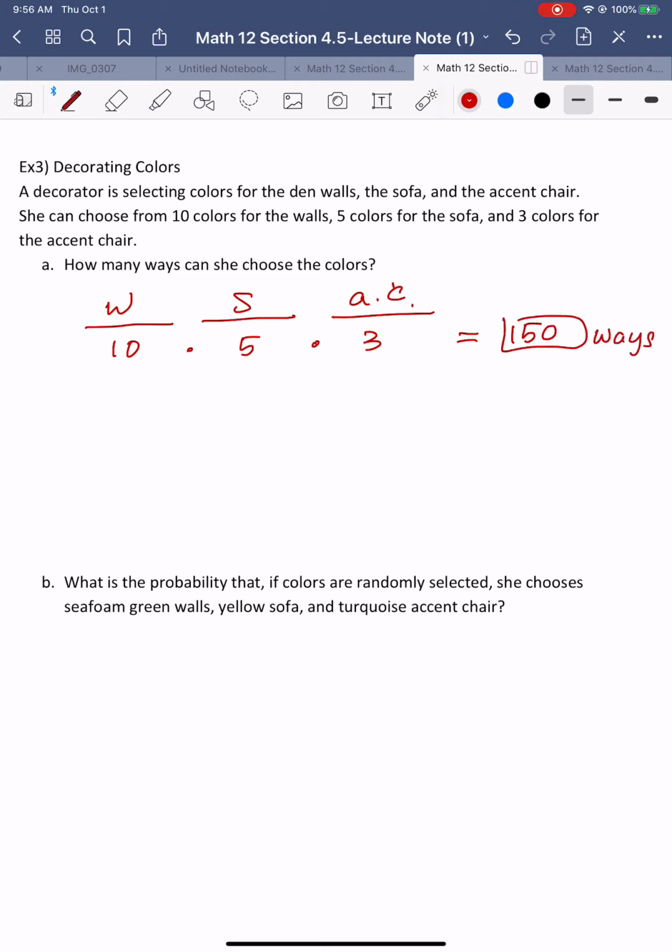But B, what is the probability that if the colors are randomly selected, she chooses for the color, for the C form, green wall, and yellow sofa, and turquoise accent chair.